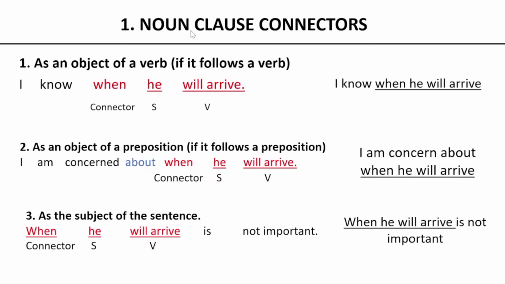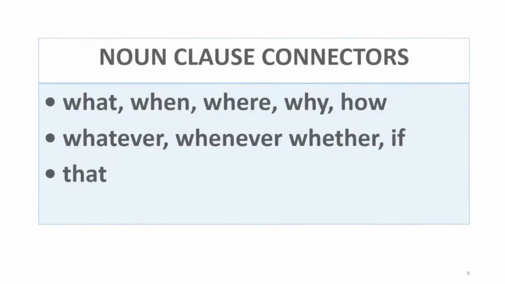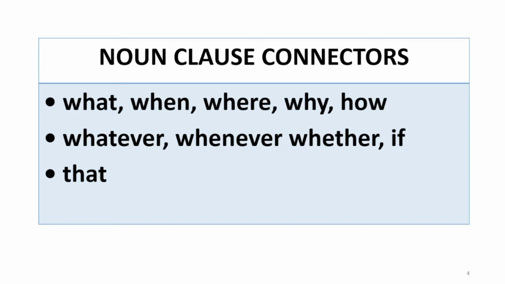Okay, so here we call them noun clause connectors because the connector and the subject are different. Later, we are going to talk about noun clause connector-subjects, where the subject and the connector are the same in the noun clause. Okay, so we focus on noun clause connectors first. Let's continue. Here are some connectors that we can use in noun clauses, for example: what, when, where, why, how, whatever, whenever, whether, if, and that.